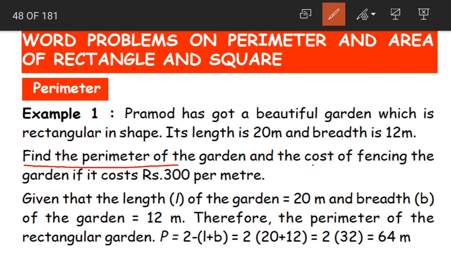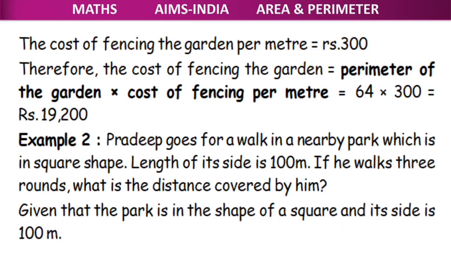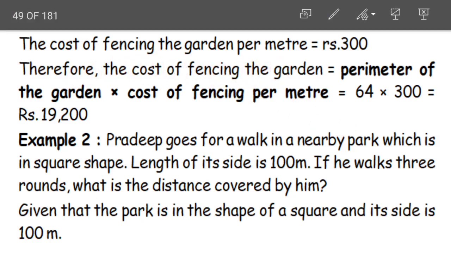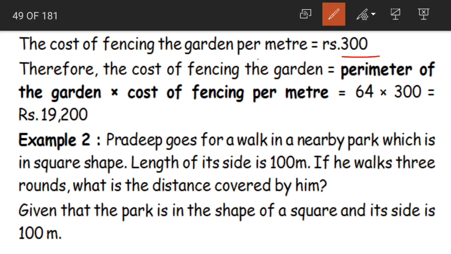Now, what is the second part here? We have to find out the cost of fencing the garden. If the cost is 300 rupees per meter, the cost of fencing the garden per meter is 300 rupees. For 1 meter, the cost is 300 rupees.